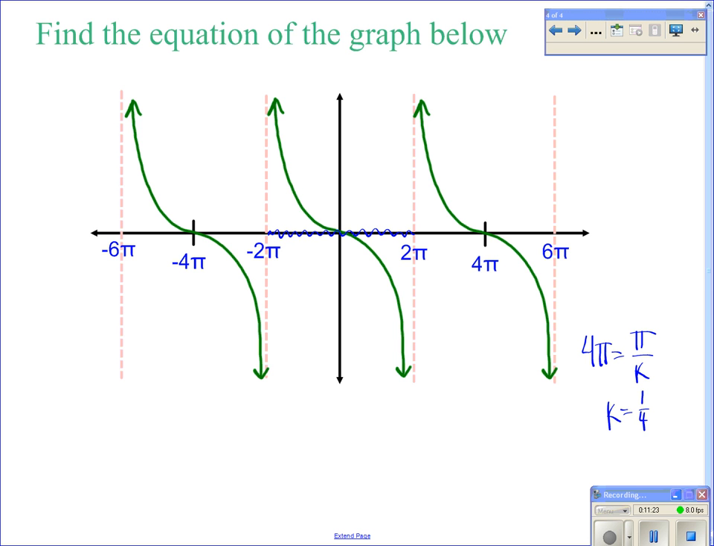Now, what's different about this graph, though? It's negative. It's going down each time. So that's going to make the equation y equals... Any questions?